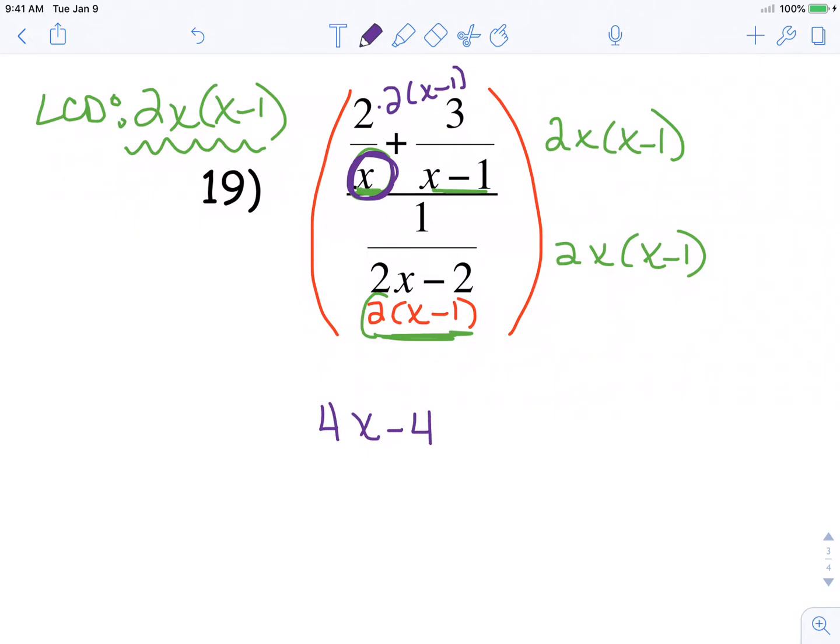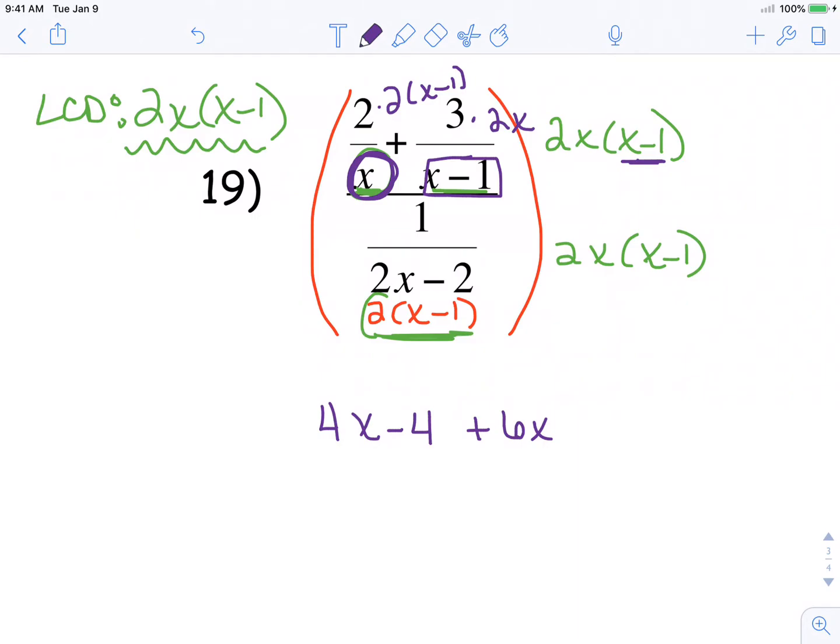So think about, what does it have? What is it missing? Looking at this second fraction on the top, it has an x minus 1. So it's got the x minus 1 part, but it's missing the 2x. So that becomes plus 6x.